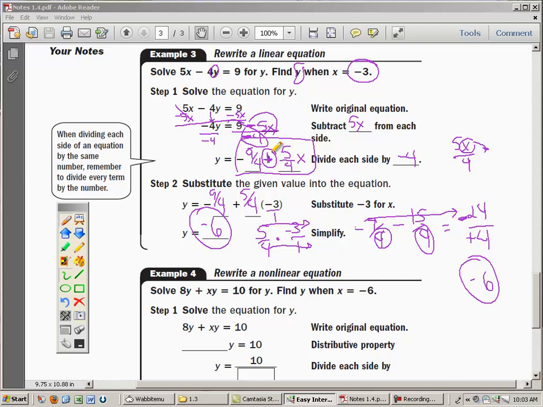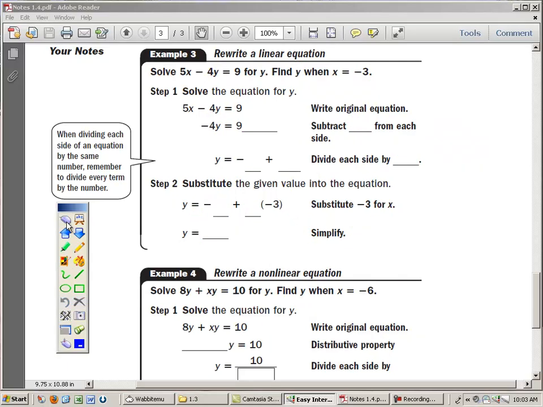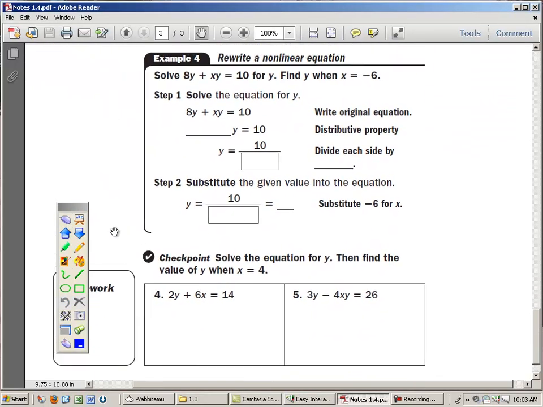So definitely a lot of room for error, but something you should be able to do. Okay? All right, and our final example for today is solving something that's nonlinear. This is a nonlinear equation because it has the product of x and y. We're trying to solve this thing for y.